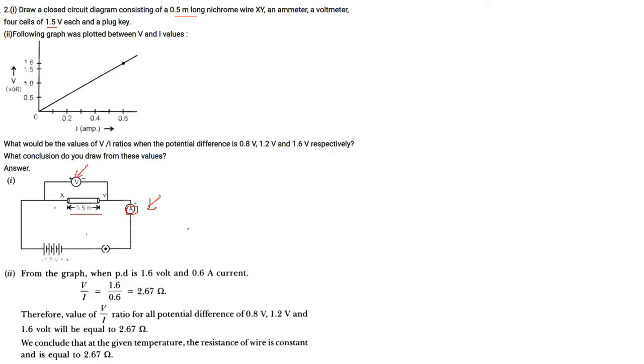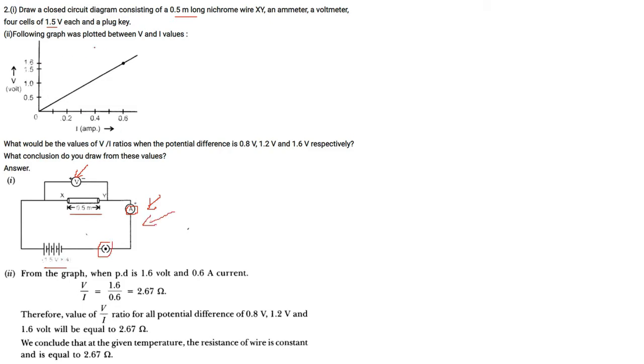Voltmeter is always connected in parallel to the wire or anything which is given. Then we have 4 cells. So here we have 4 cells, 1.5 into 4, that goes up to 6 volt. Then we have a plug key. This is how you are going to draw.